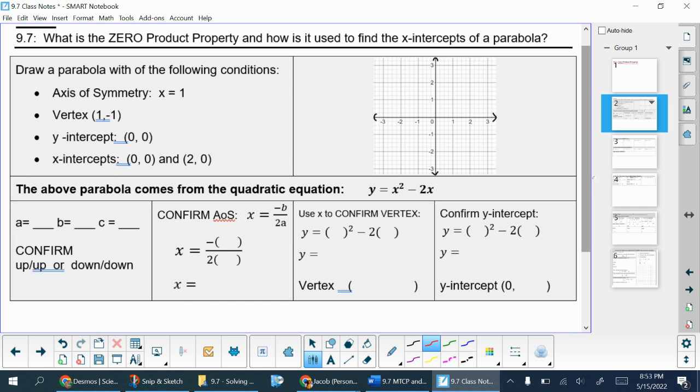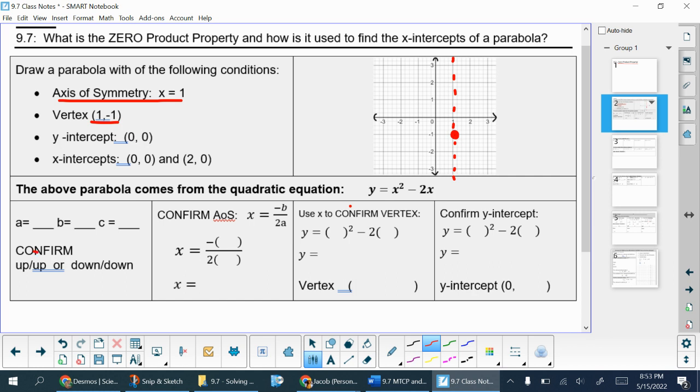parabolas and their properties. And so here we've got some information about a parabola. We've got the axis of symmetry at x equals 1. So we know that it is centered on that line. The vertex is at 1, -1. So of course it's on the axis of symmetry down at the point -1.